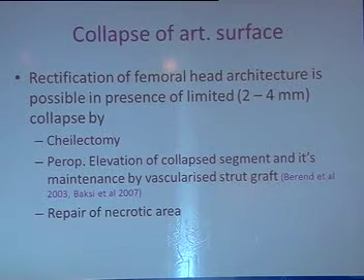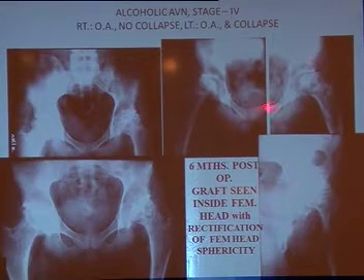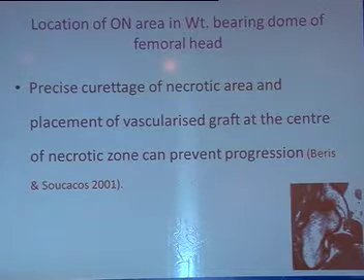And the rectification of the collapse can be possible if it is a limited collapse, by chilectomy, peroperative elevation of the collapsed segments and its maintenance by the vascularized graft, and also the repair of the necrotic area by muscle pedicle bone grafting. You can see how much linear collapse is gradually becoming remodeled. Most importantly, precise curettage of the necrotic area and placement of the vascularized graft at the center of the necrotic zone can prevent progression.